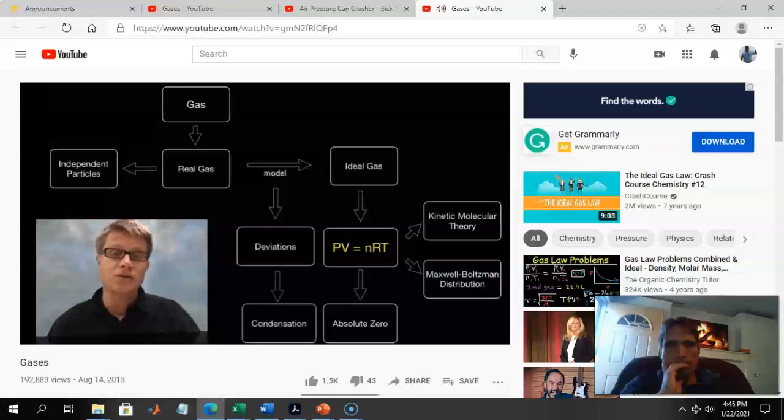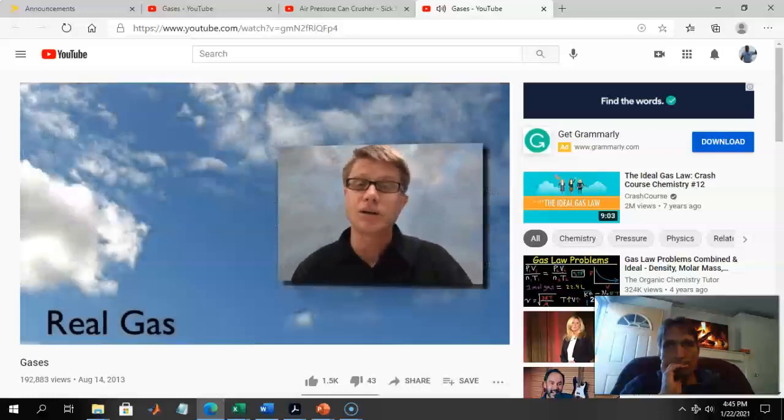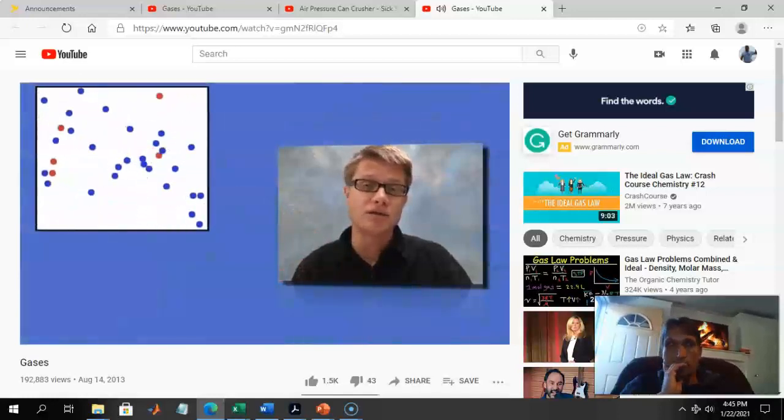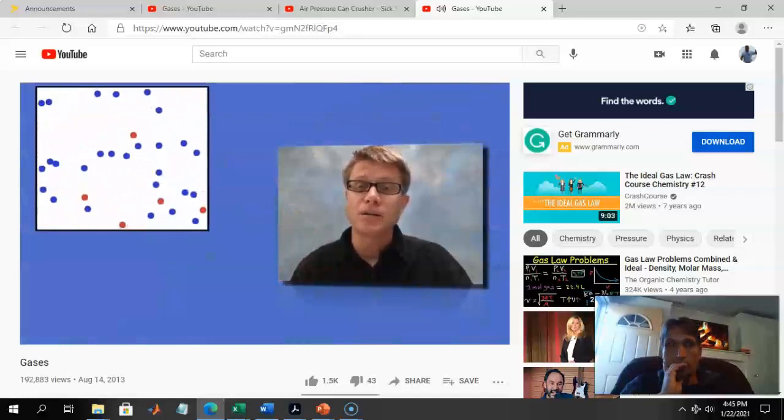And this usually occurs as we get around condensation, that point at which that gas turns back into a liquid again. And so this is going to be a real gas. Air, what's between me and the camera right now, is going to be a real gas. And an ideal gas is built on these two theories. First one is kinetic molecular theory.